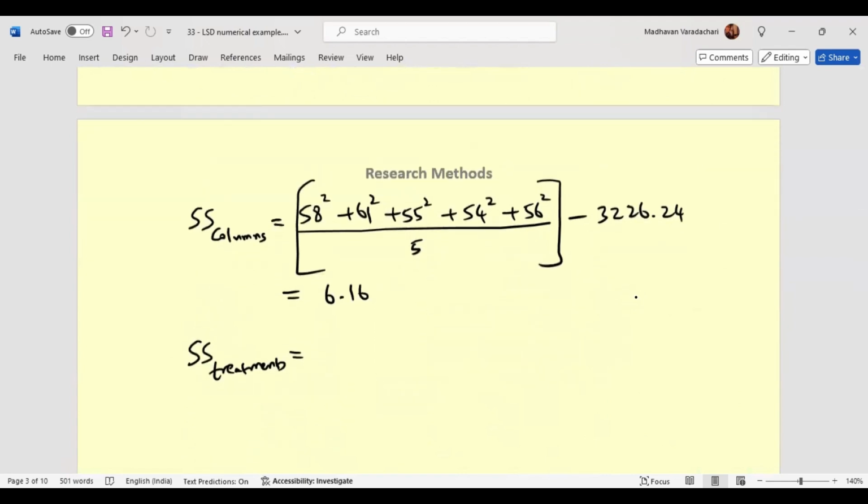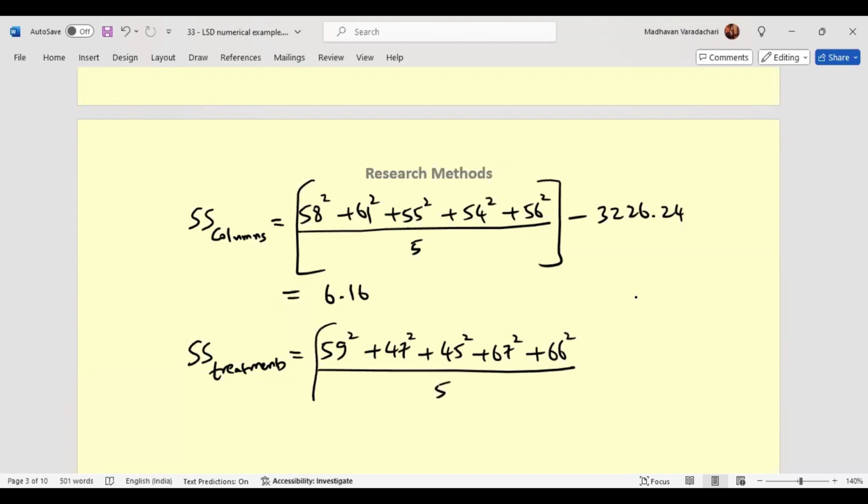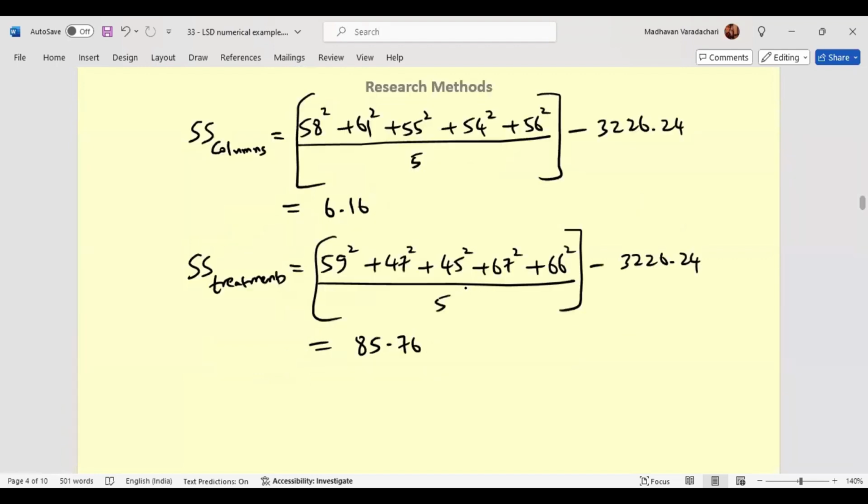So 59 square plus 47 square plus 45 square plus 67 square plus 66 square, divided by 5, subtracting that with 3226, which is the correction factor. So if we do that, we will get 85.76.